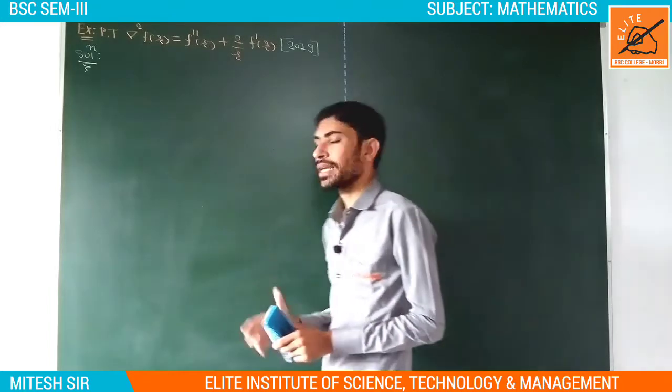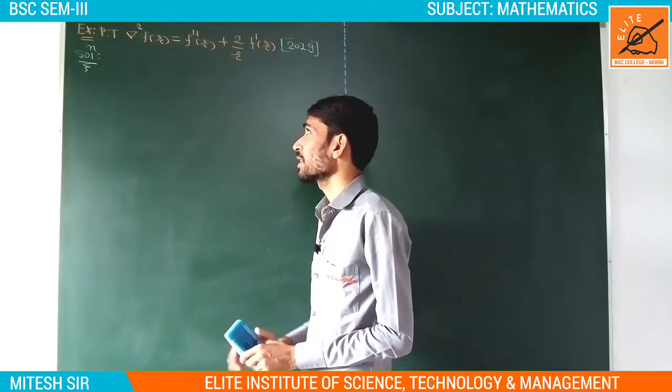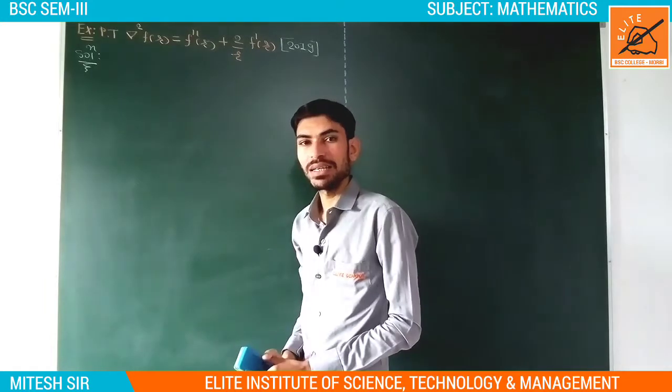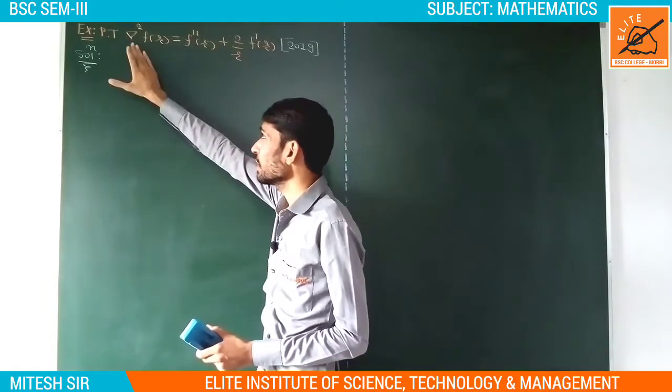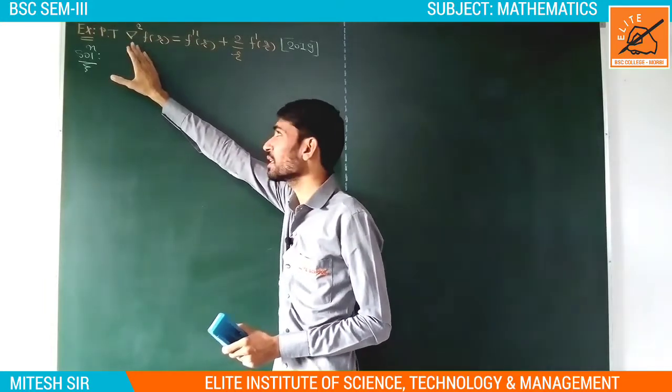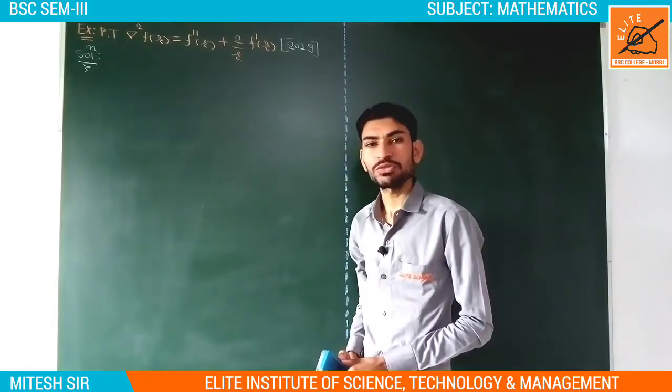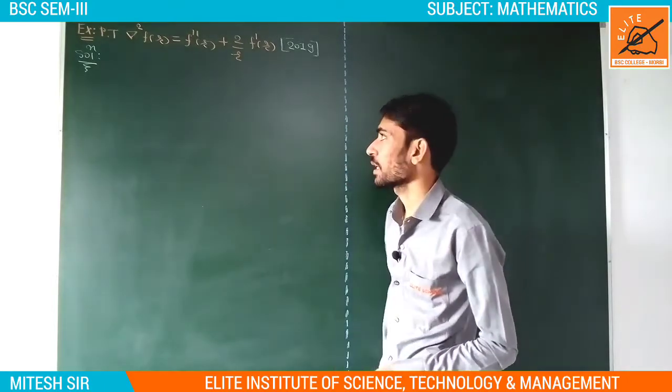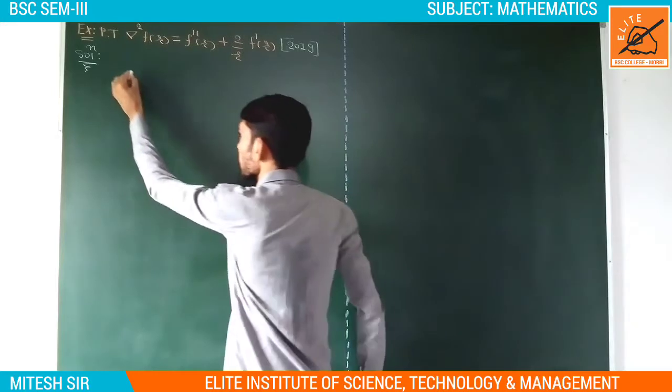So the proof is very easy. Here we start our proof with the LHS and we obtain the RHS. As you know, nabla square denotes the Laplace operator. So here we just apply the formula of the Laplace operator, do the simplification, and we get the answer. So let's see the solution.